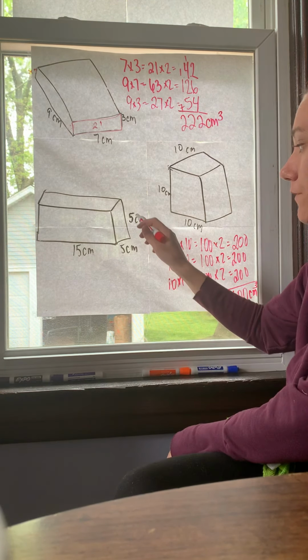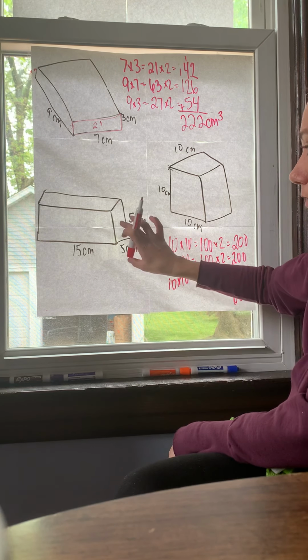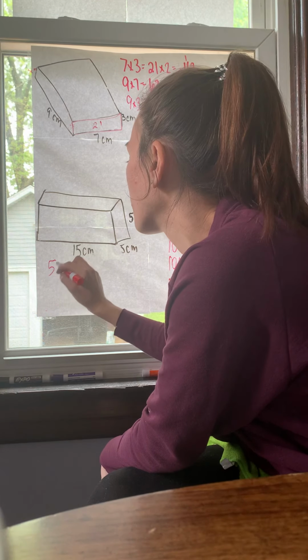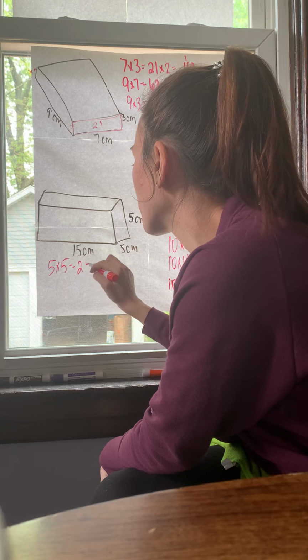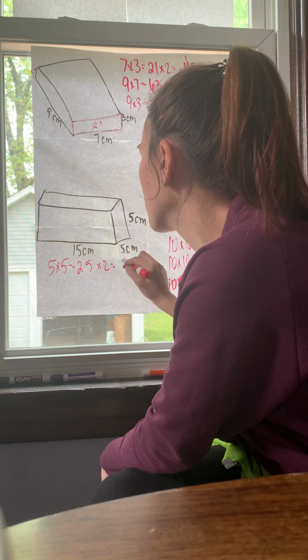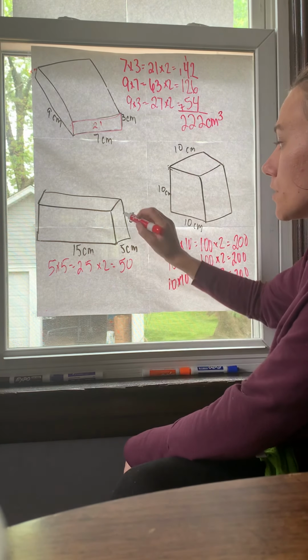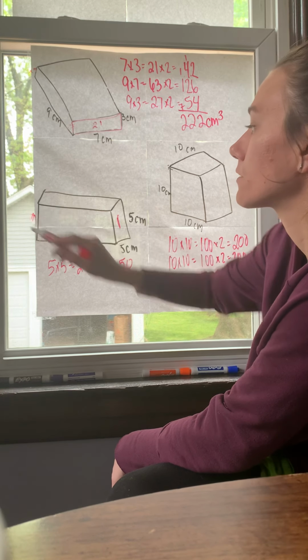Here. 5, 5, and 15. We're going to do this. 5 times 5 equals 25. Multiplied by 2 is 50. Because there's a side here and there's a side here that you can't see.